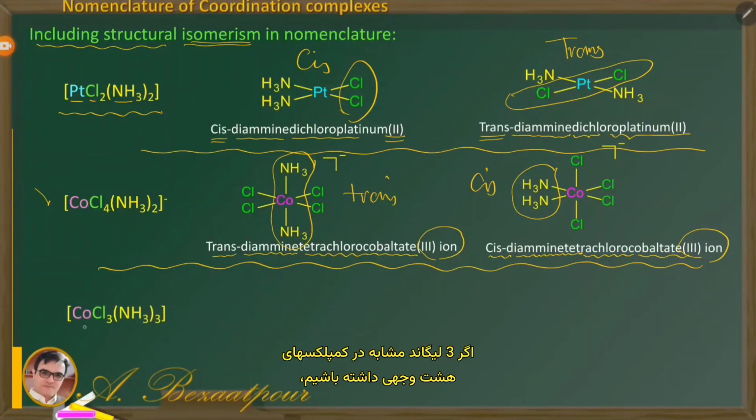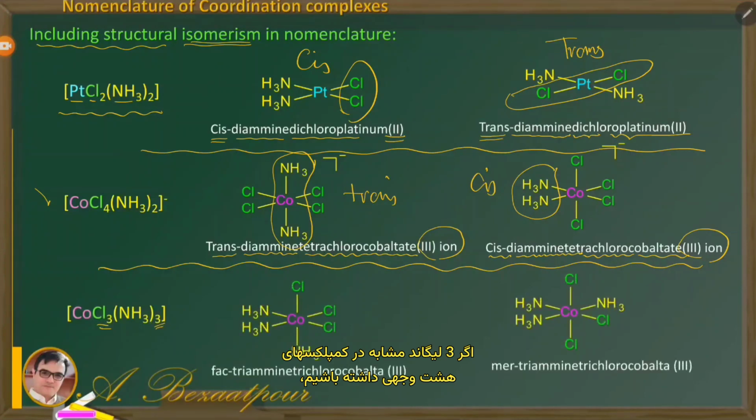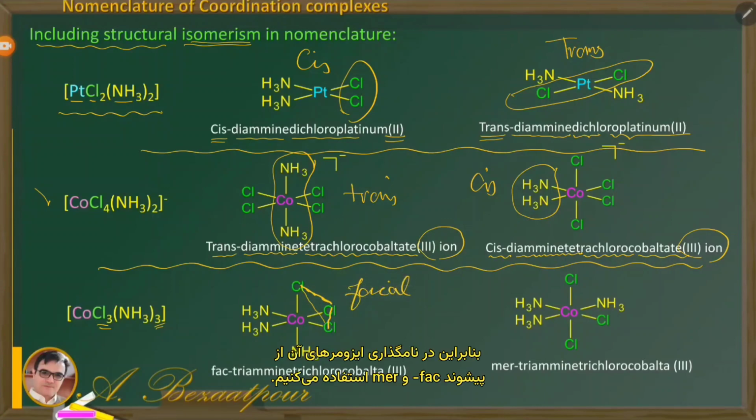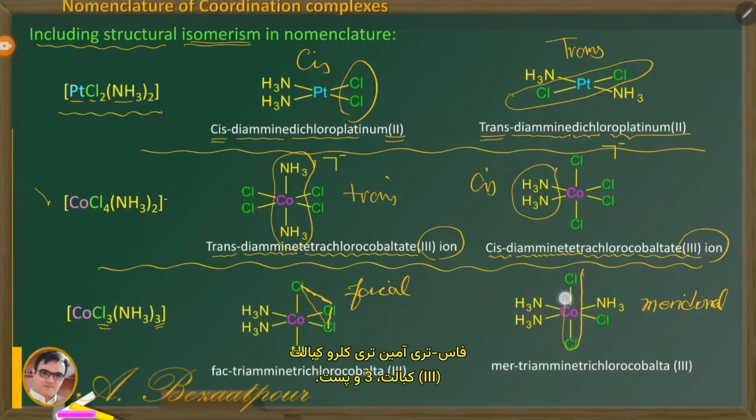If we have three similar ligands in the octahedral complexes, we will have two facial and meridional structural isomers. So we will use the prefix fac and mer in the naming of its isomers. Fac-triammine trichlorocobalt(III), and mer-triammine trichlorocobalt(III).